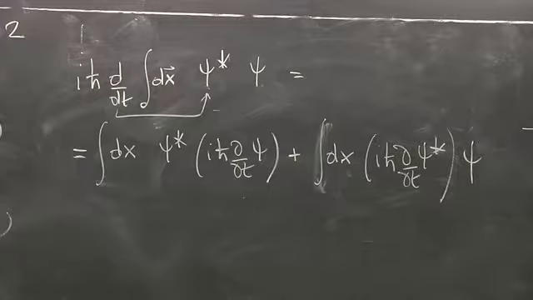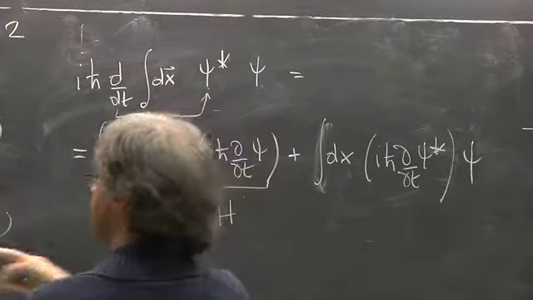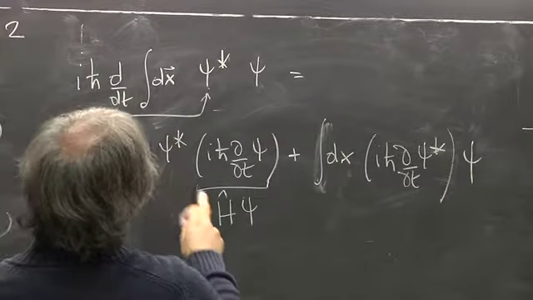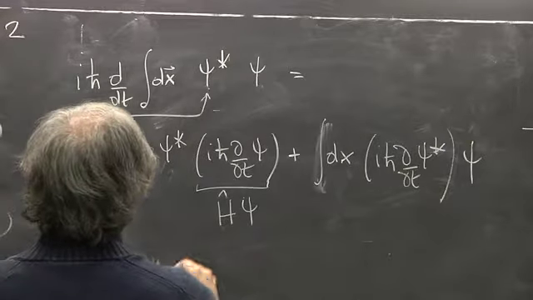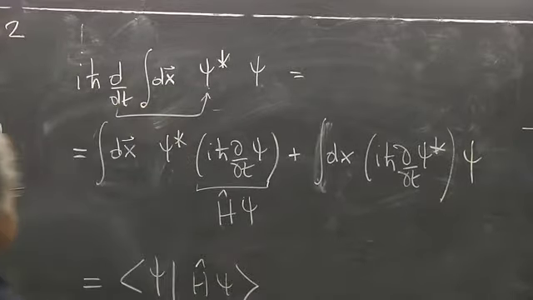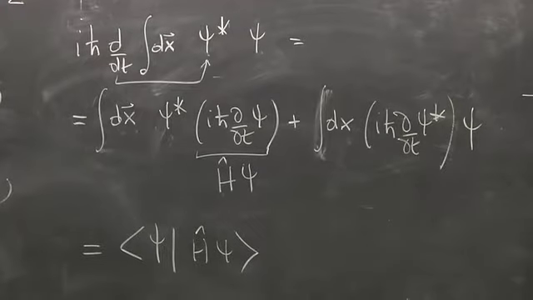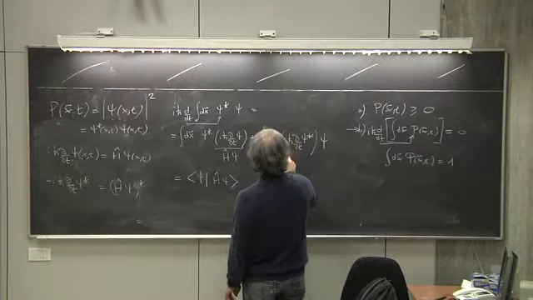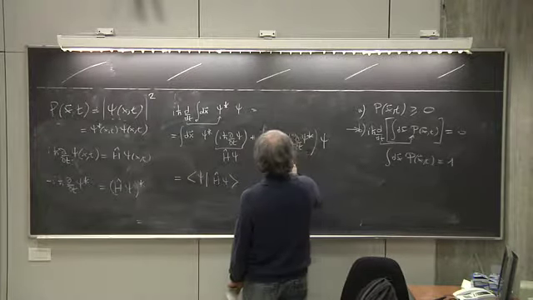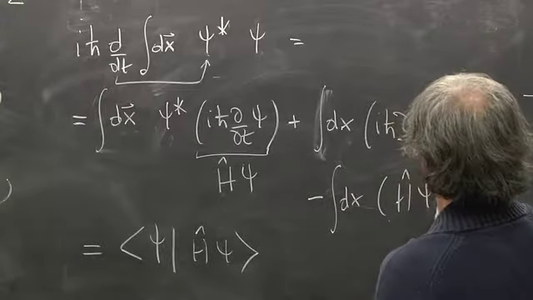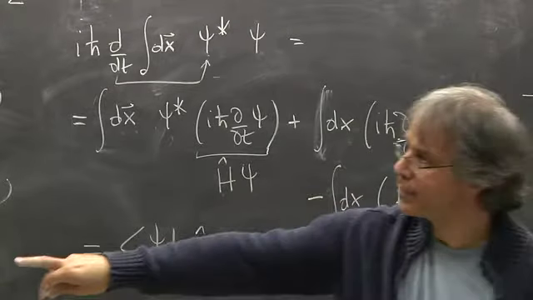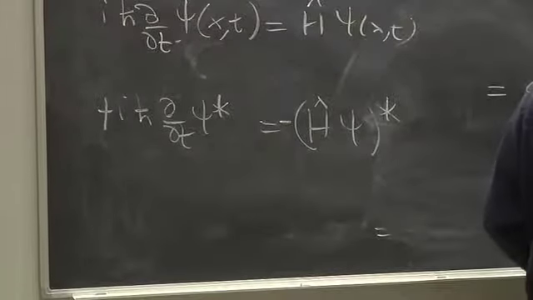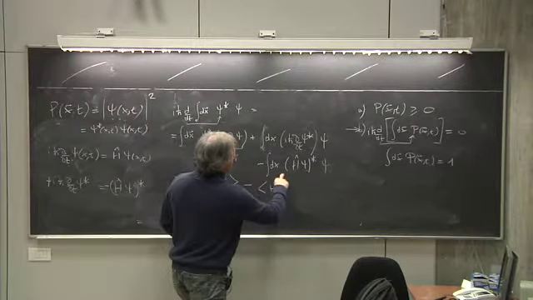Do you follow? Okay. Now, this object here is H psi, according to my Schrödinger equation. And what is this, then? Integral in dx of psi star H psi. Let us write it fancy: psi, H psi. Right? Because this is just a scalar product. This object here is simply minus H psi star psi. I copy from there. This is equal to minus H psi. And let's be fancy again: it's minus H psi, acting on the left, psi.